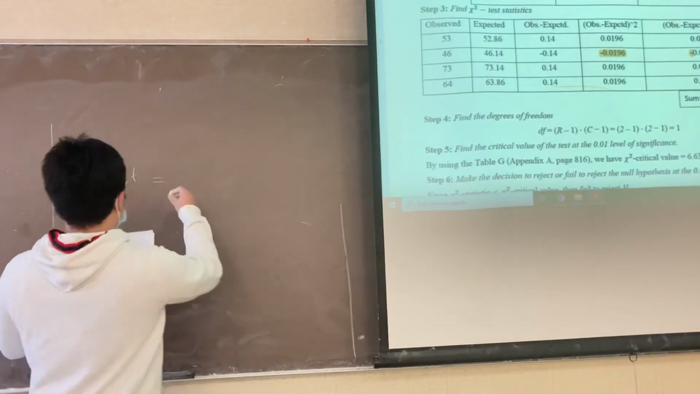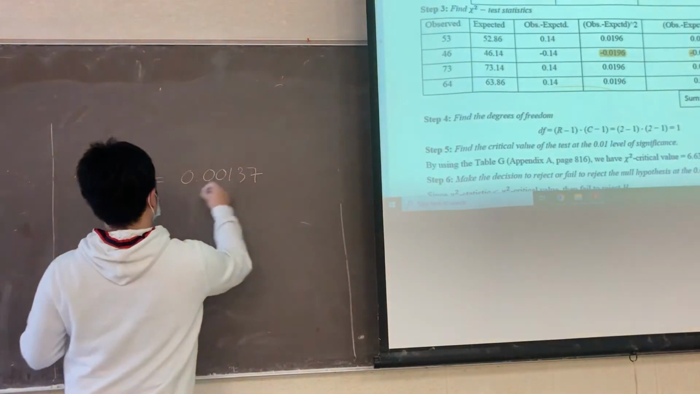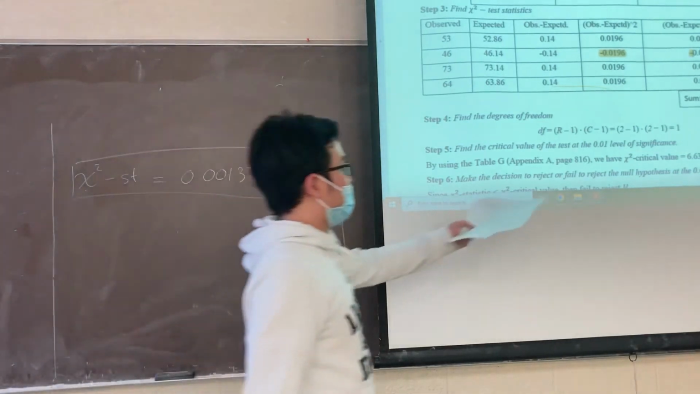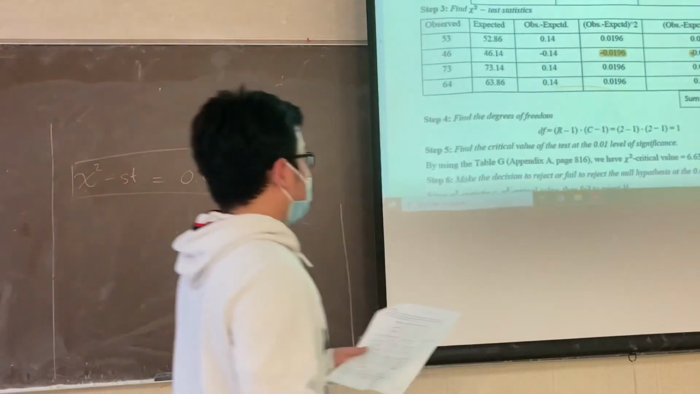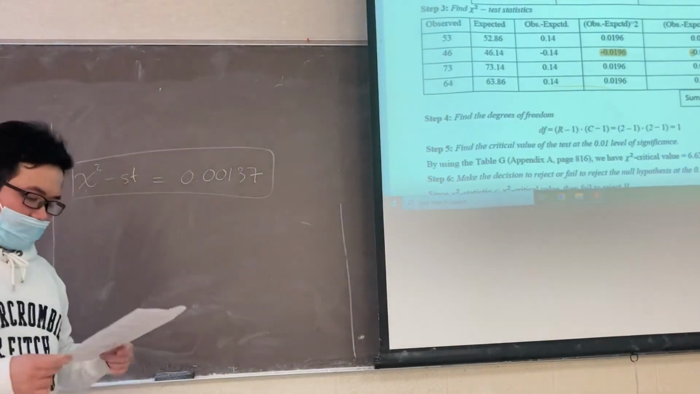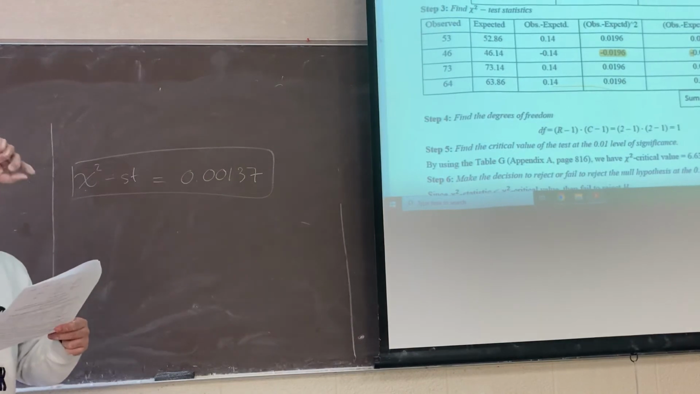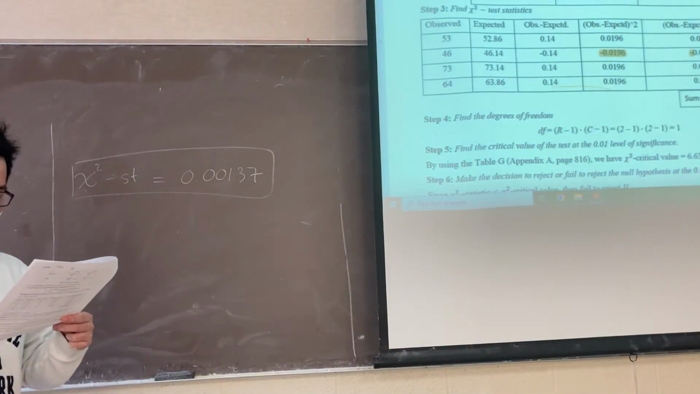So that is 0.00137. Okay, maybe you need to change this sum here. Chi-square statistic. Okay.